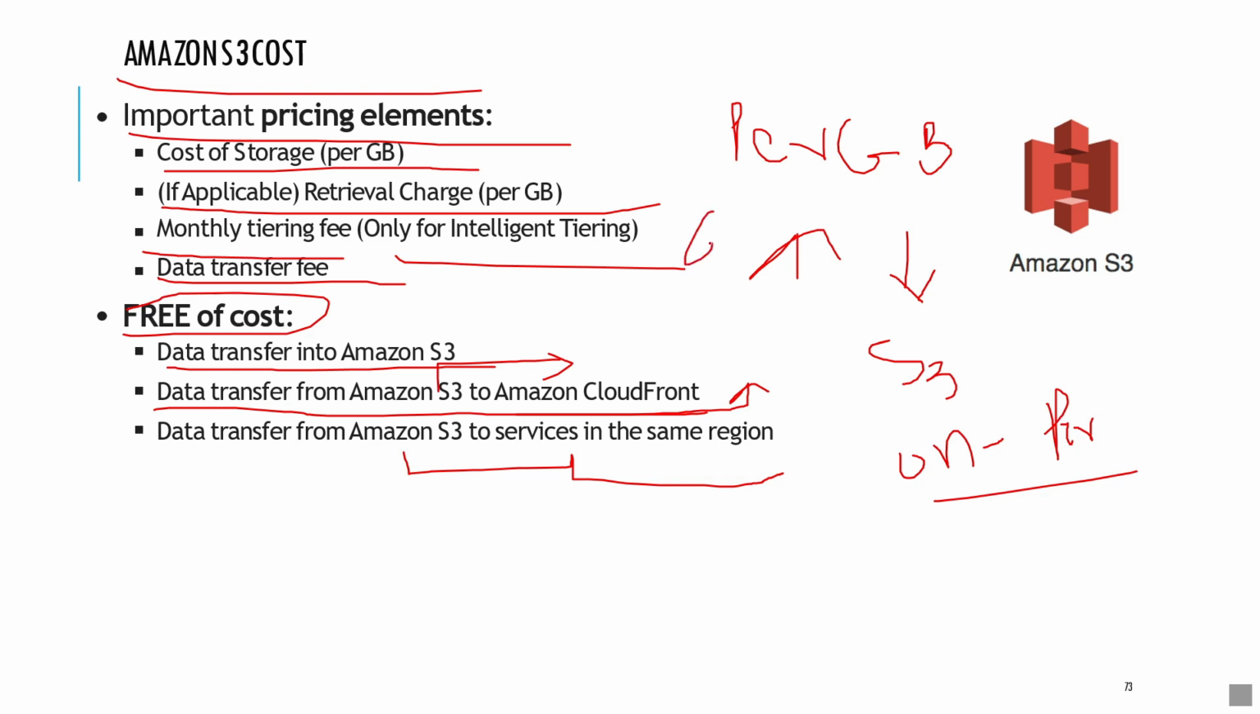So these are the free of cost items, and the most important thing to remember is that the cost is charged based on GB. The more GB, the more cost. The less GB, the less cost, and also the retrieval time. If we want to access our data in minutes, then the cost is high. If we want to access the data in hours or in days, then the cost is very low. So that is about Amazon S3 cost.